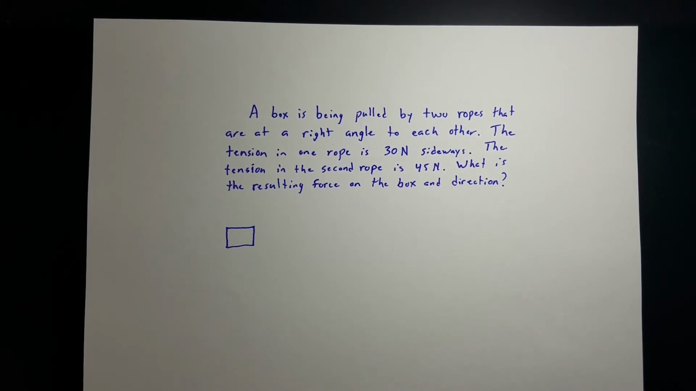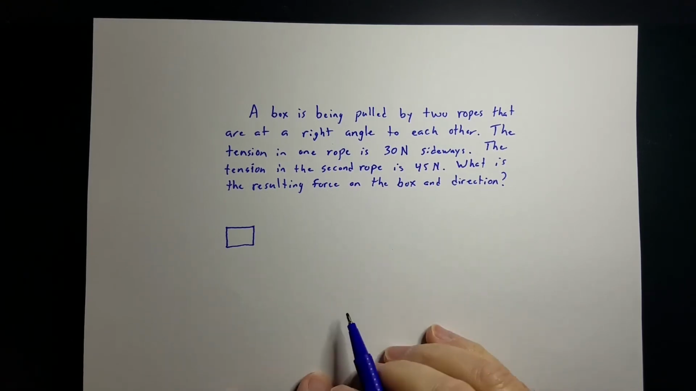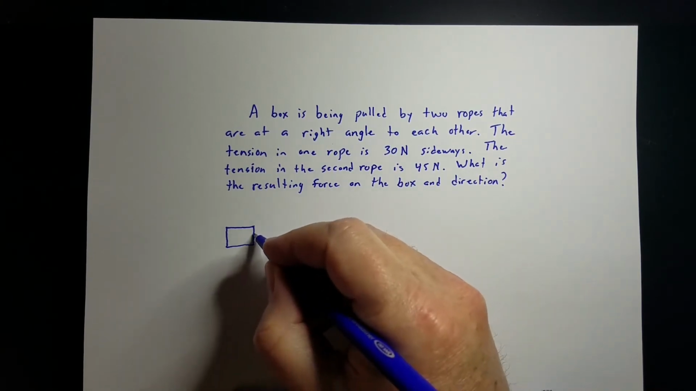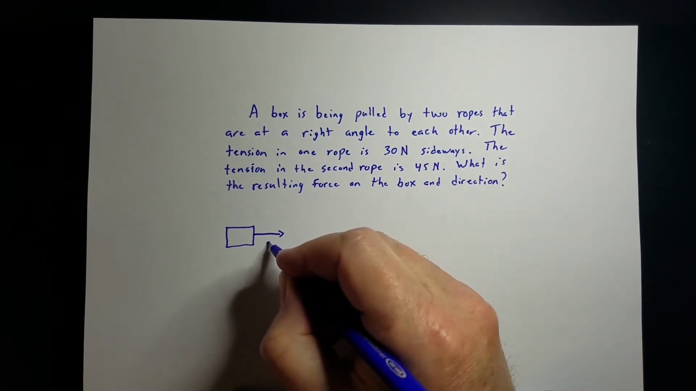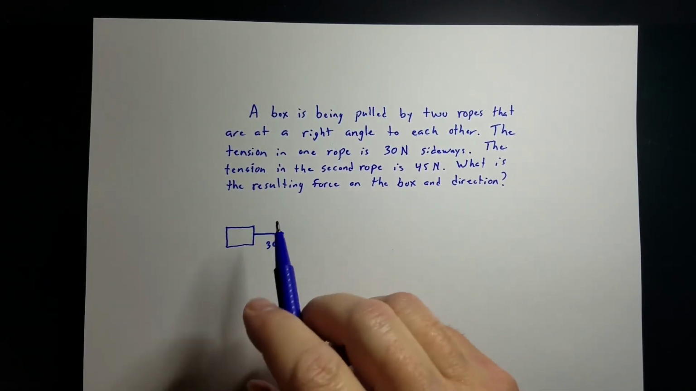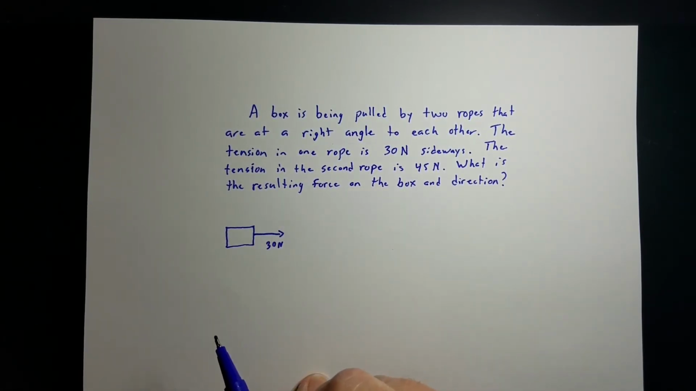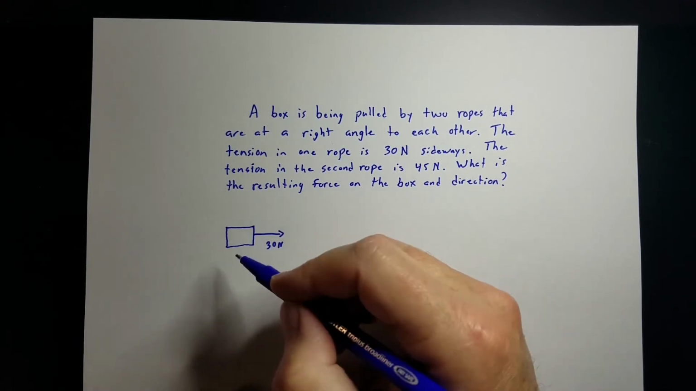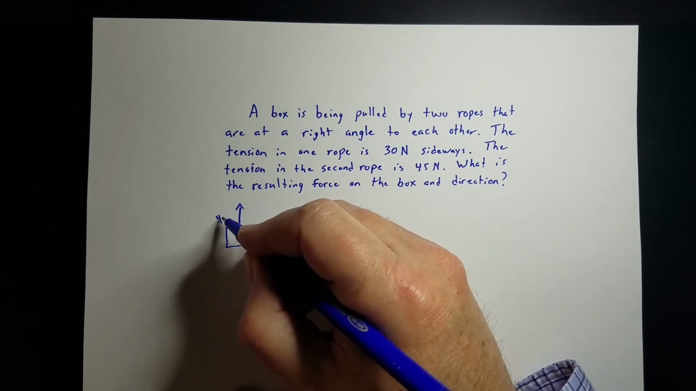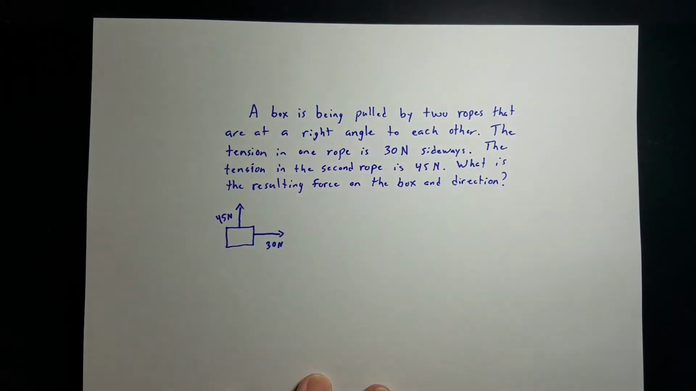And for this one, let's take a look at this. We got a box being pulled by 2 ropes that are making a right angle to each other. One tension is 30 newtons sideways. So if we draw this, there's my box. 30 newtons, let's say going this way, so let's call that sideways. The other one is 45 newtons. It has to be at a right angle, so it's either got to be up or down. I like trying to keep things in the first quadrant, so we'll say that's 45 newtons right there.